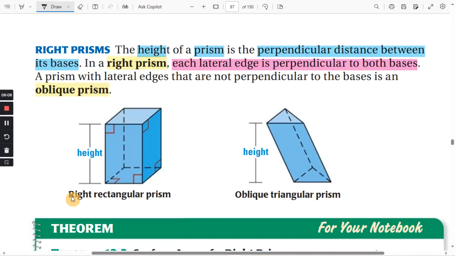All right, so here, the height of a prism is the perpendicular distance between its bases. In a right prism, each lateral edge is perpendicular to both bases. A prism with lateral edges that are not perpendicular to the bases is an oblique prism.